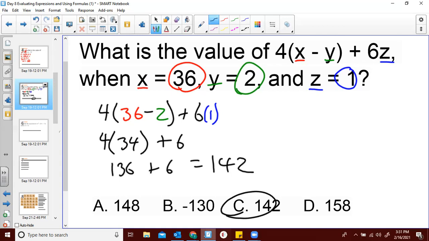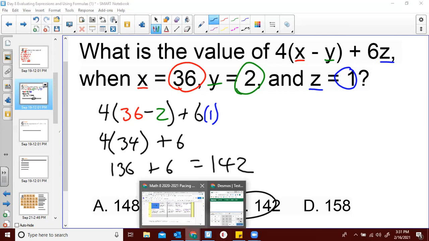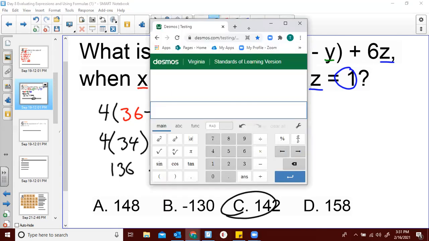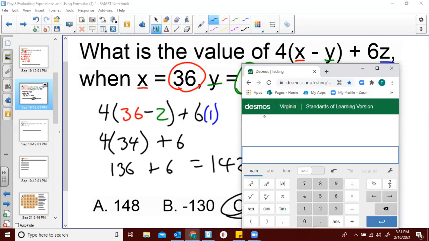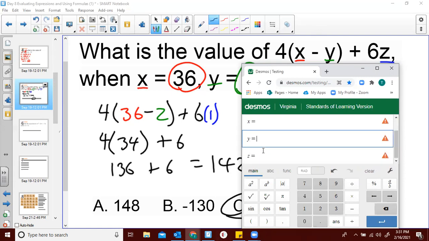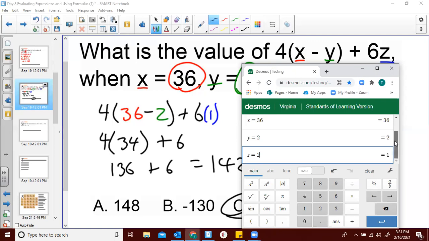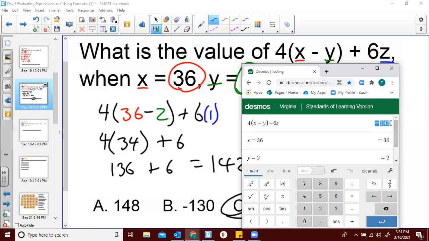All right. Now we have Desmos, which can kind of make our life a little bit easier. So the first thing I'm going to do is I'm going to put this whole expression in Desmos, right? I'm going to have 4 parentheses x minus y. That's going to be plus 6z. And then I need to put in my different variables. So x equals, y equals, z equals. Well, what does x, y, and z equal? Well, we know x is 36. We knew that y was 2. And we knew z was 1. Okay, so when I do that, I get 142 as my answer.